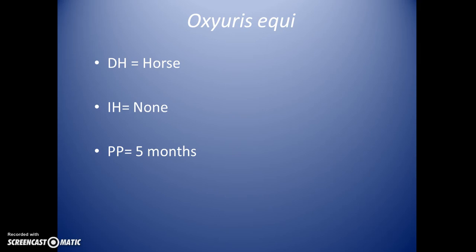So our definitive host is the horse, there is no intermediate host, and the prepatent period for this parasite is about 5 months.